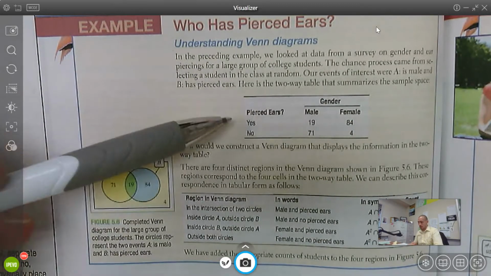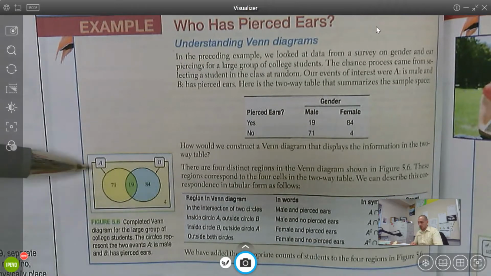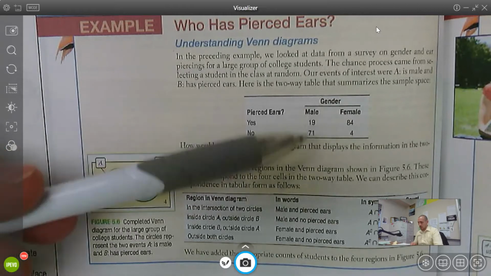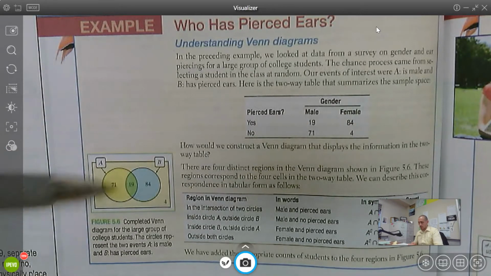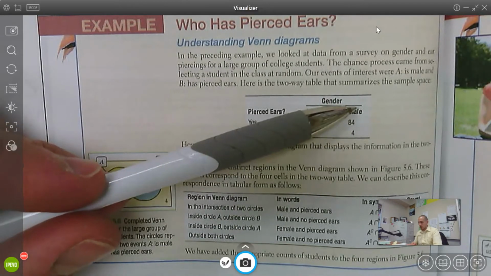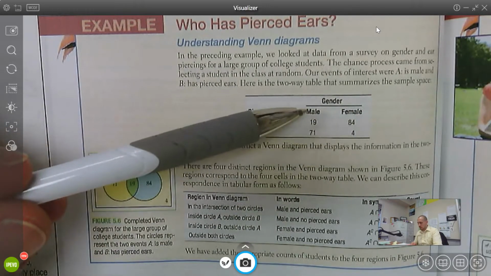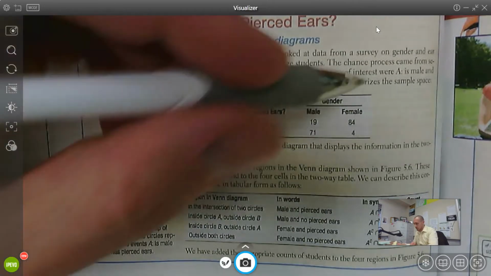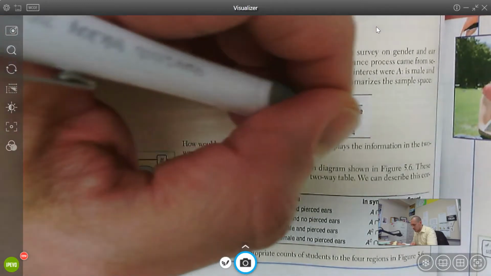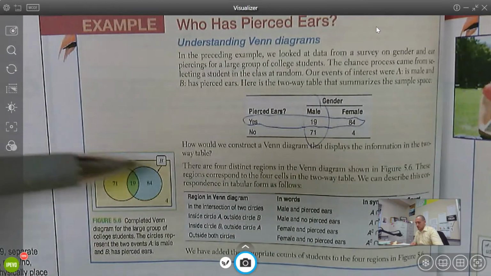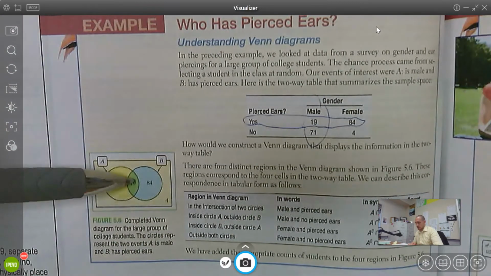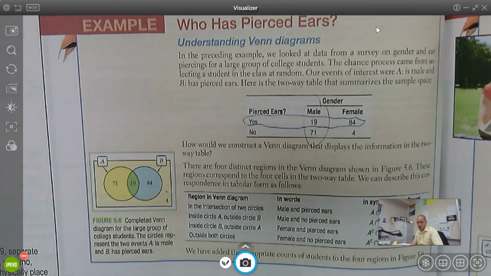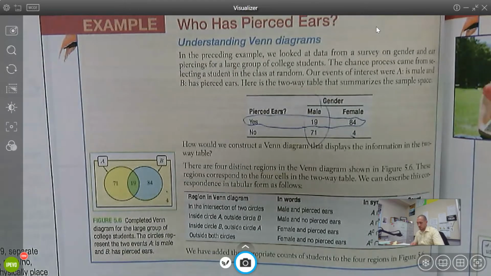So male, yes, that's the overlap, because this event is male. This event is yes, pierced ears. So out of 90 males, 19 have pierced ears, 71 don't. Out of 88 females, I'm sorry, male and pierced ears. So we're looking at this. Out of all the yes pierced ears, 19 are male, 84 are female. And the 4 here represents people that are not male and do not have pierced ears.